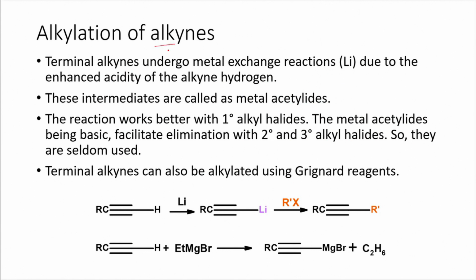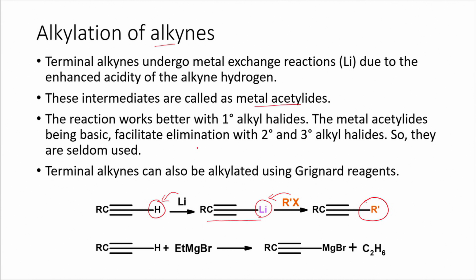Let us look at some of the reactions of alkynes. First, let us look at alkylation reactions. As we mentioned, the terminal hydrogen is acidic in nature. So, this hydrogen can be easily replaced by a metal, and when it is replaced by a metal, reaction with an alkyl halide leads to the substitution of the alkyl group. So, alkylation of acetylenes, especially those having the terminal hydrogen, is easily carried out in the presence of strong metals like lithium, and the intermediate that is formed is called a metal acetylide.